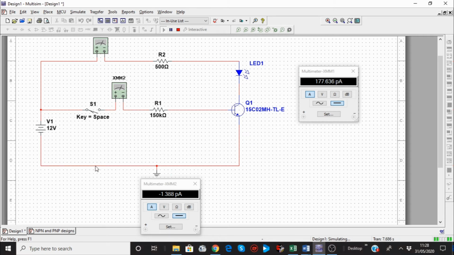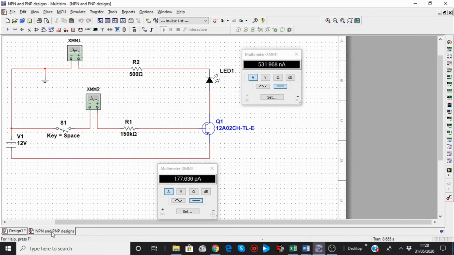Now if I compare this with a PNP, just remember where the battery is. The negative is connected to the earth and the emitter side of the transistor, and also collector is connected to the cathode of the load or the LED. When I go to this one, it's opposite. The positive is connected to the emitter instead of negative, and collector is connected to the anode part of the load or LED.